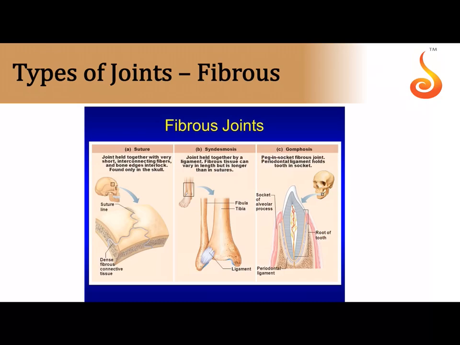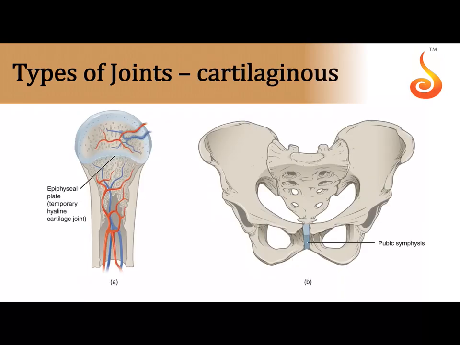Types of joints. Fibrous joints. Fibrous joints are those joints that are mediated by fibrous connective tissue between the bones, and they're largely immovable joints. Some of them are actually slightly movable, but largely these fibrous joints are immovable. For example, you have the joints between the bones of your skull, which are called sutures, and the inferior tibiofibular joint, which is a slightly movable fibrous joint. And then the joint between the teeth and the socket of your teeth is referred to as gomphosis. It is also a fibrous joint.